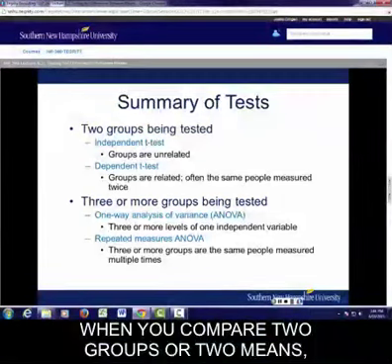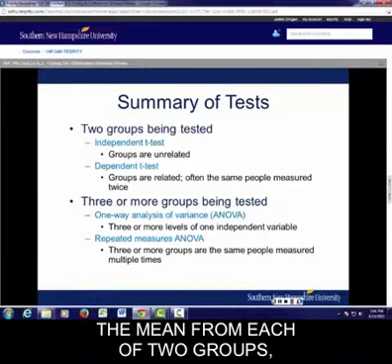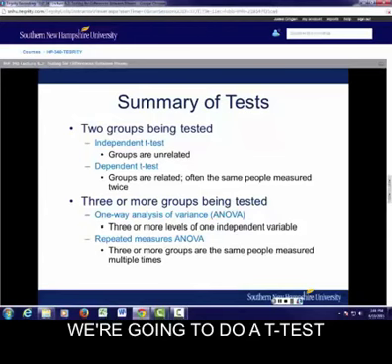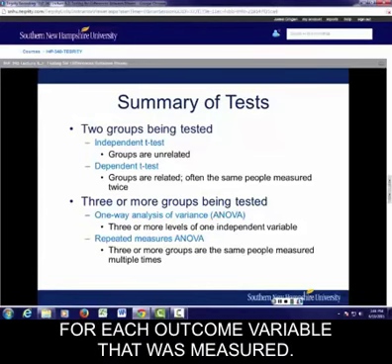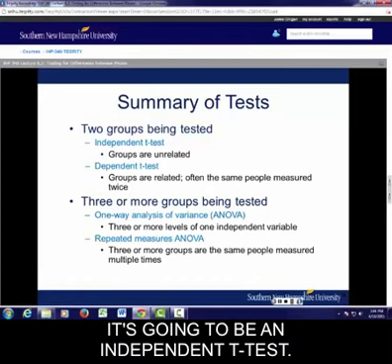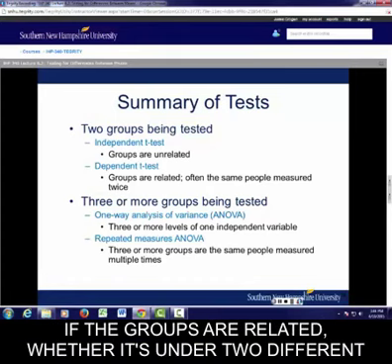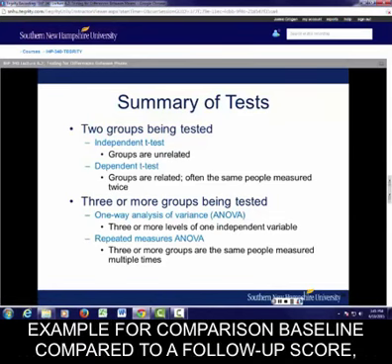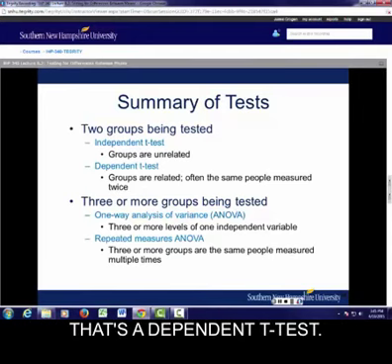When you compare 2 groups or 2 means, the mean from each of 2 groups, you're going to do a t-test. You're going to do a t-test for each outcome variable that was measured. If the groups are unrelated, it's going to be an independent t-test. If the groups are related, whether it's under 2 different conditions or the same people being measured and remeasured, for example, if the comparison is baseline compared to a follow-up score, that's a dependent t-test.